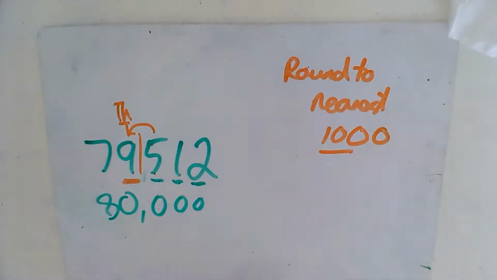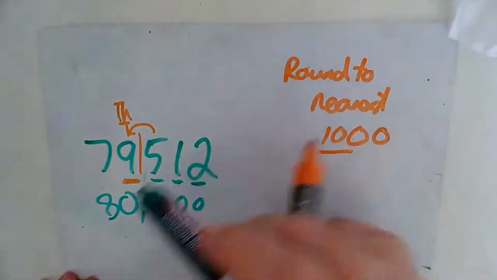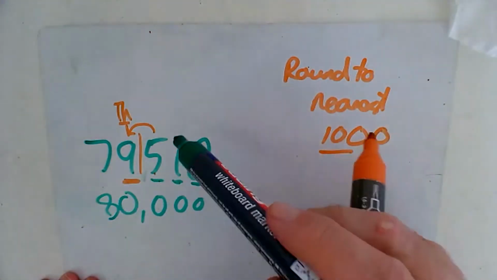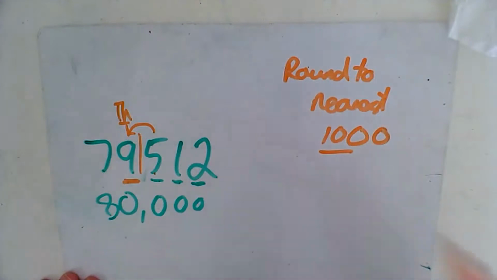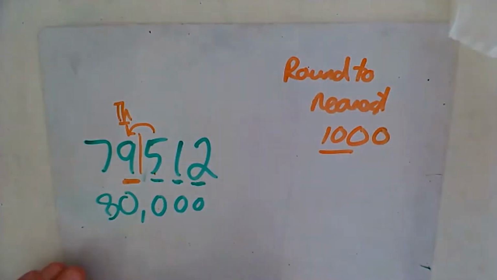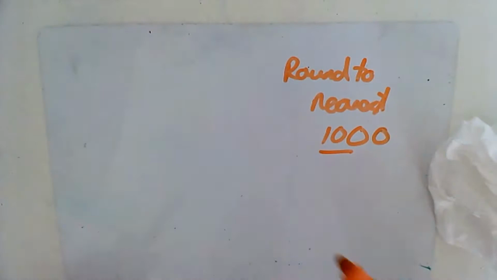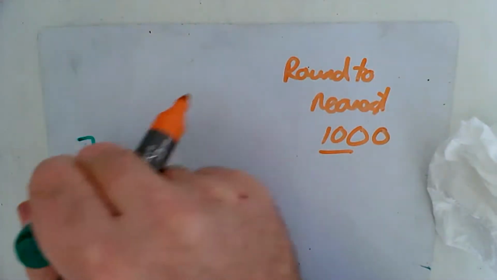So 79,512 to the nearest thousand is 80,000. Okay, right. What about this one?